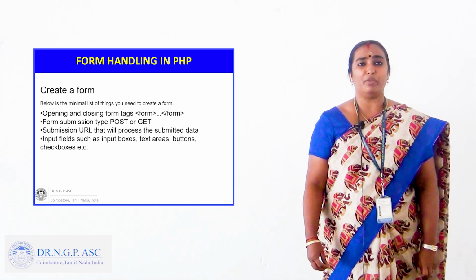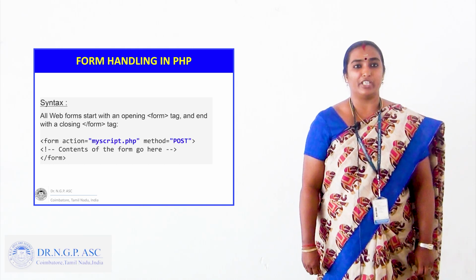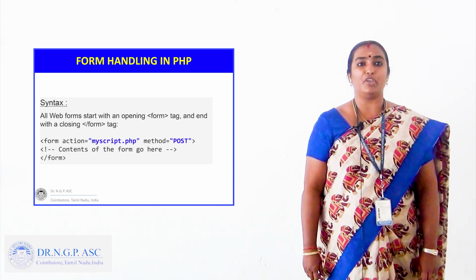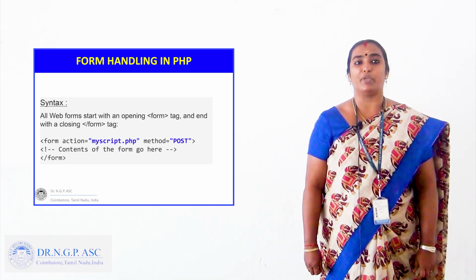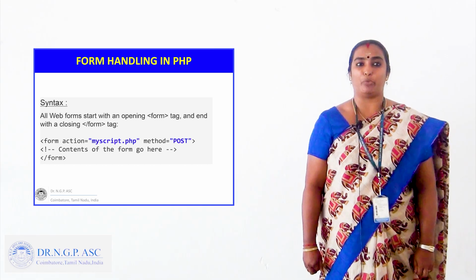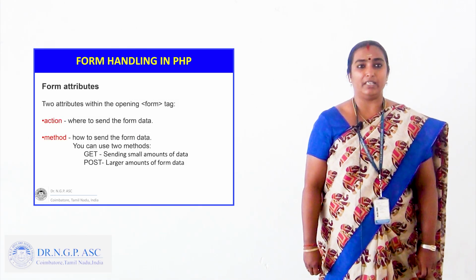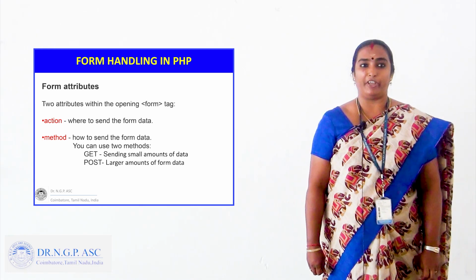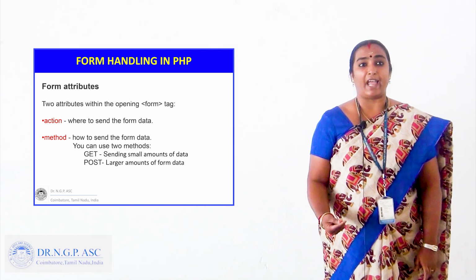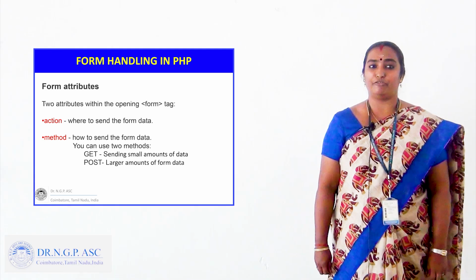There is a minimal list of things you need to create a form. First, opening and closing form tags, form submission type post or get method, a submission URL that will process the submitted data, and input fields such as input boxes, text areas, buttons, checkboxes, etc. In this syntax, the form tag can be used to handle forms in PHP. Two attributes are used, action and method. Action says where to send the form data, and method describes how to send the form data.